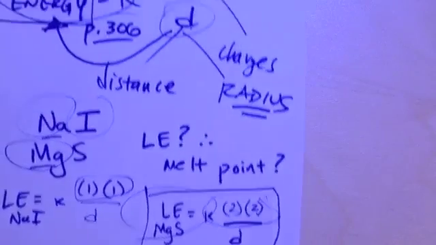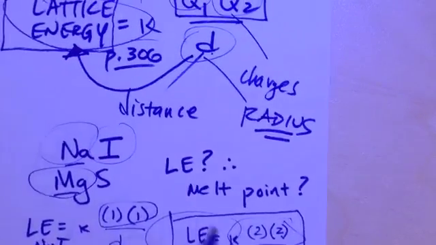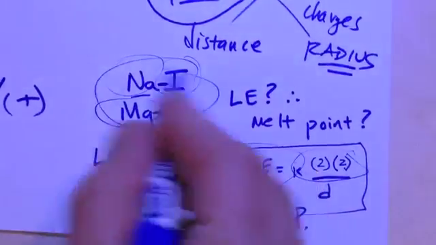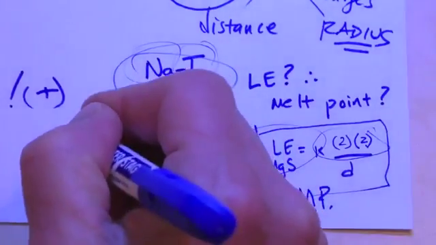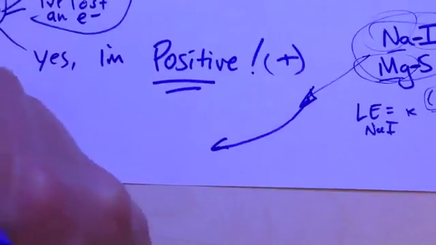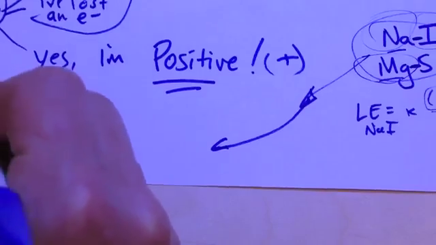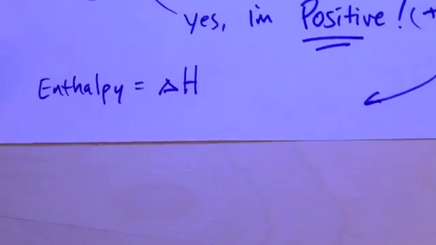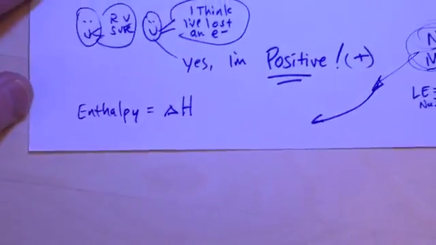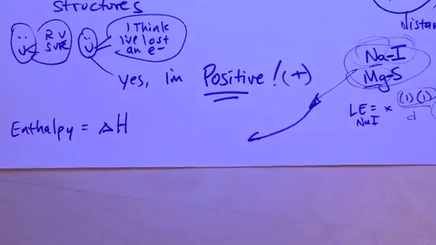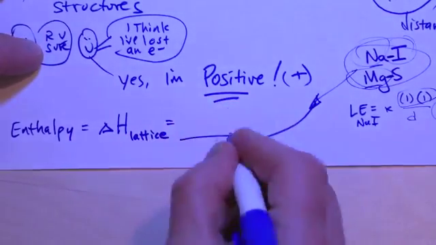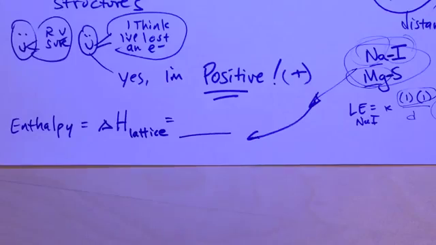Well, lattice energy is the strength that holds the bond together between these two items. And this strength that holds these two is actually measured by what's called an enthalpy. And remember from chapter 5, enthalpy is symbolized as delta H. And this enthalpy is the lattice energy. There's usually a subscript L-A-T-T-I-C-E below it. And this is the amount of energy it takes to break that bond.